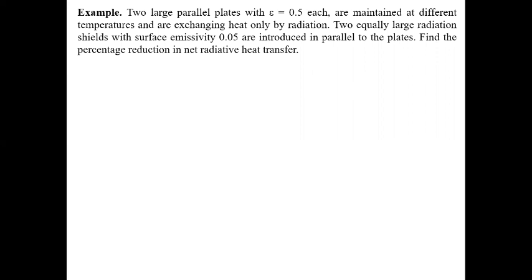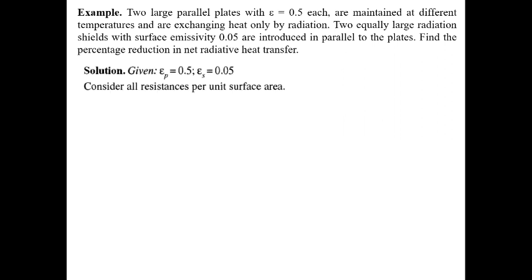Two large parallel plates with emissivity 0.5 each are maintained at different temperatures and are exchanging heat only by radiation. Two equally large radiation shields with surface emissivity 0.05 are introduced in parallel to the plates. Find the percentage reduction in net radiative heat transfer. Previously we only used a single radiation shield. In this problem, two radiation shields are used. Here both plate emissivities are given as 0.5 and shield emissivity 0.05. The area is not given, so all resistances are per unit surface area.